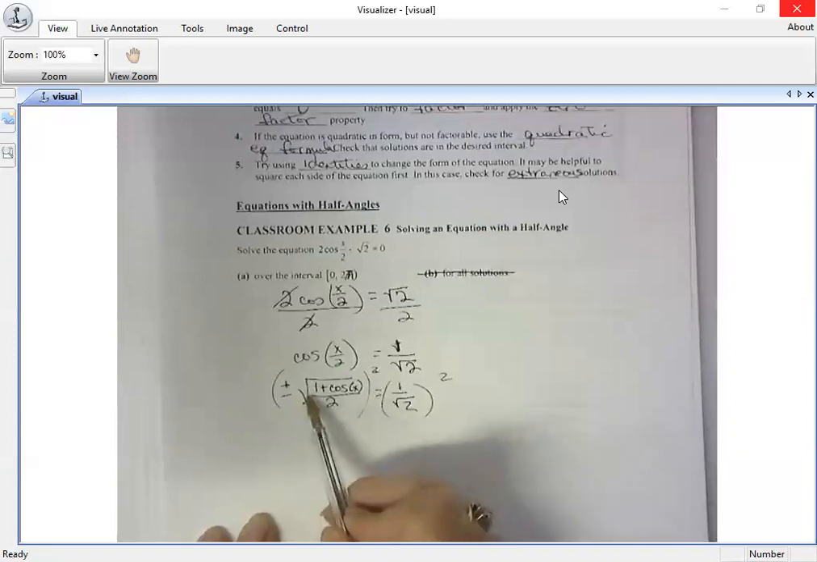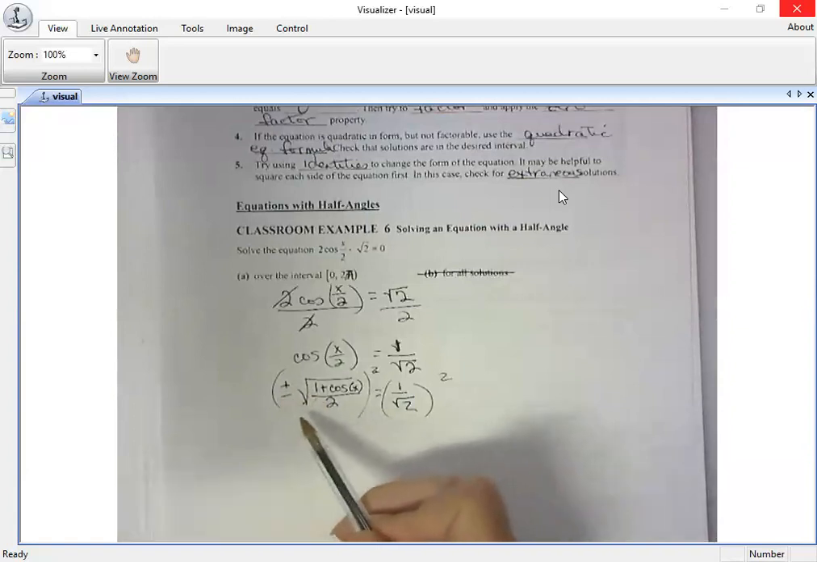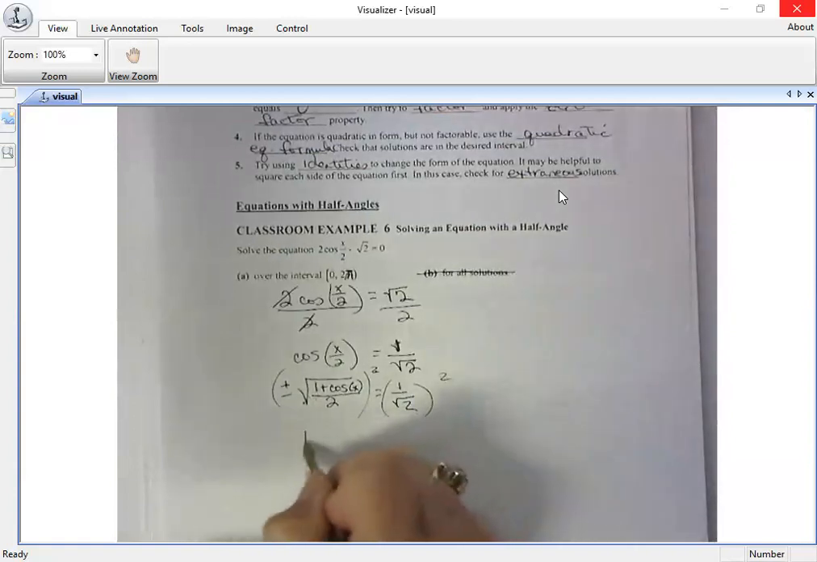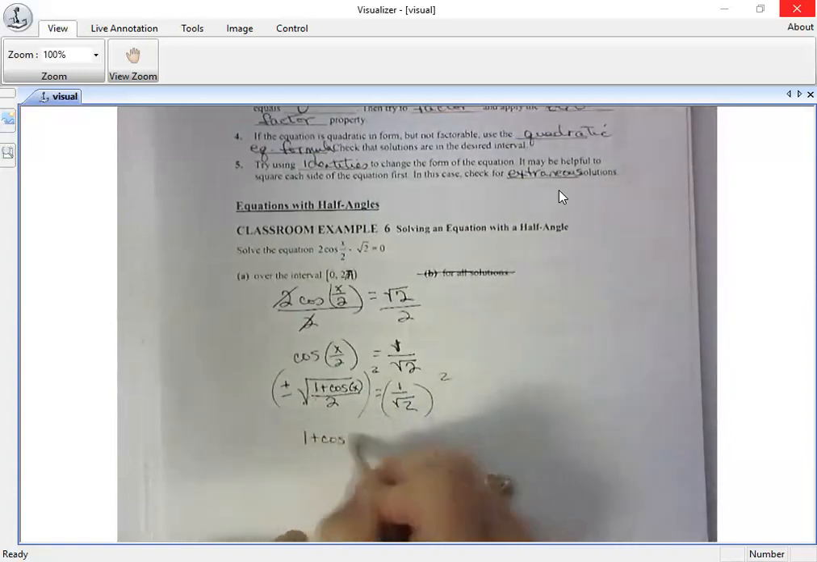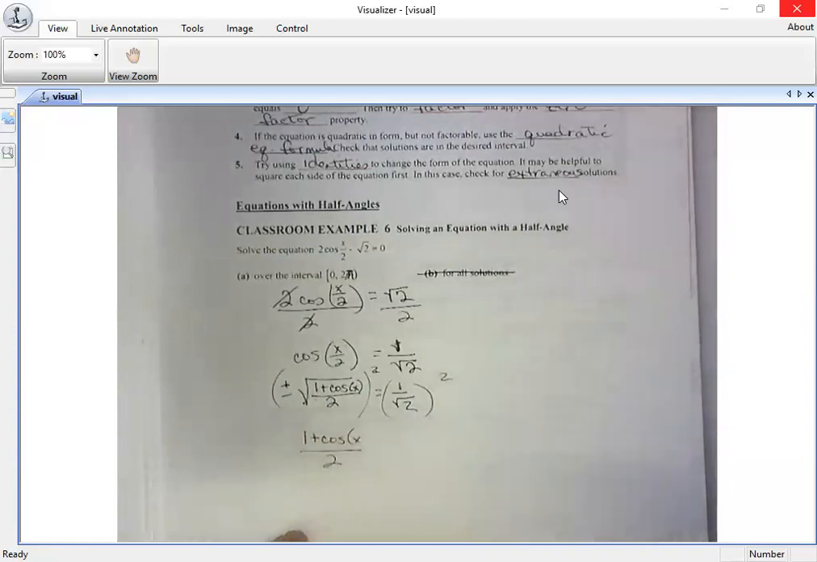And does it matter if it was a positive square root or a negative square root? When it gets squared, does it just turn positive? It does. So this becomes 1 plus cosine of x over 2. In other words, what was under the radical is the only thing that's going to be left on this side, right? Equals, what do I get on this side?